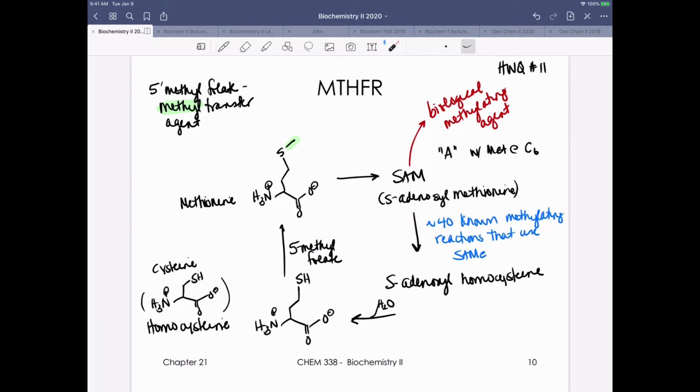So again, you get back to having this free thiol group, and then hydrolysis is going to actually remove that adenine piece, and you get to homocysteine here. So again, we've got this nice cycle that we have here that unfortunately can be negatively impacted by individuals who are MTHFR deficient.